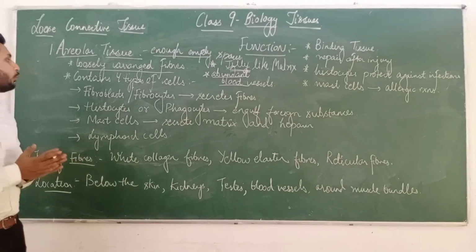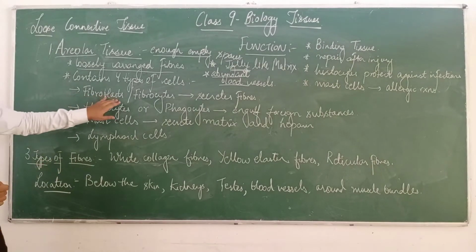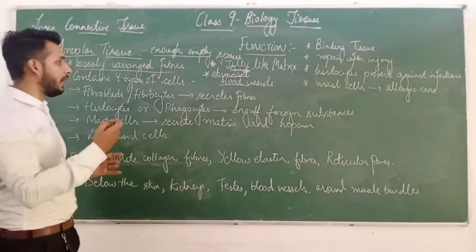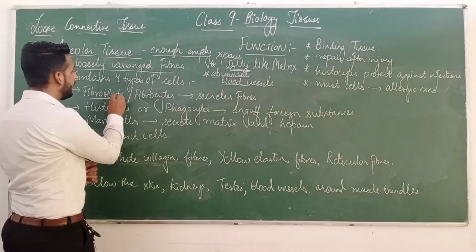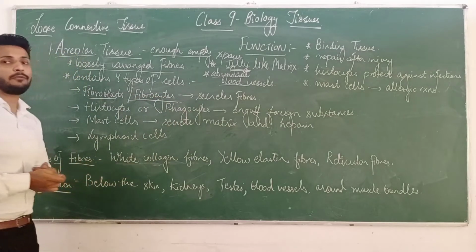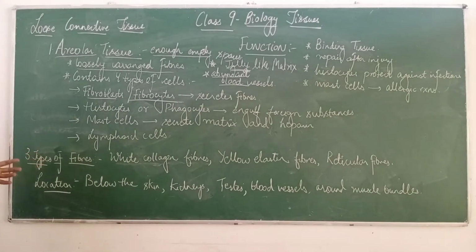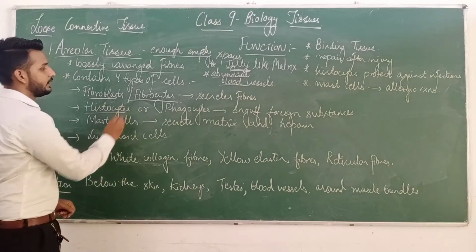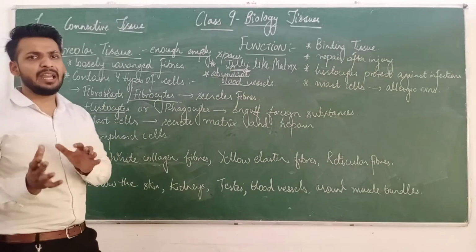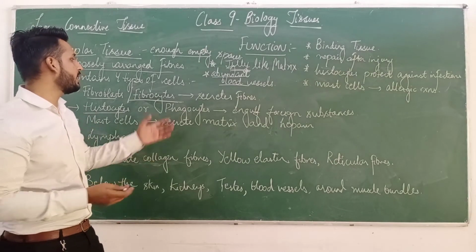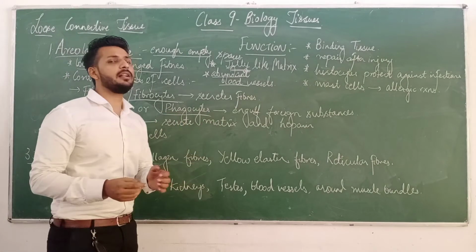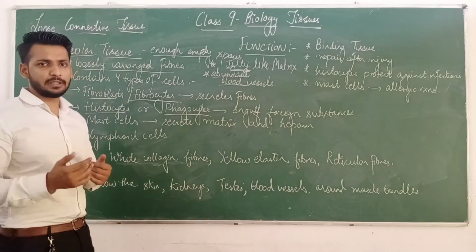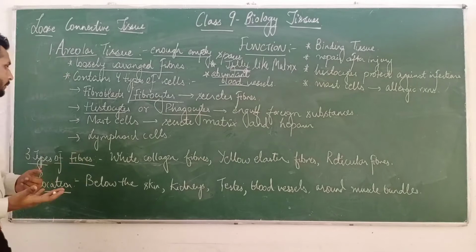So what are those four cells? First are fibroblasts or fibrocytes. These secrete fibers. So they are named fibroblasts and fibrocytes. Their function is to secrete fibers. Next is histocytes. These are amoeboid histocytes. They do not have a fixed shape, or you can say phagocytes. They engulf the foreign substances which enter into the body and protect us from foreign antigens.